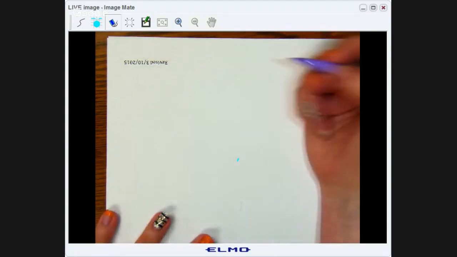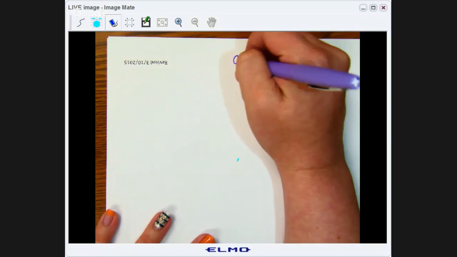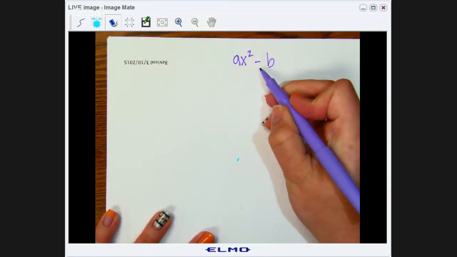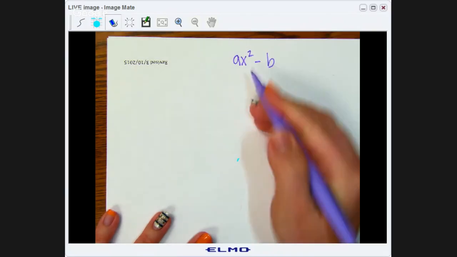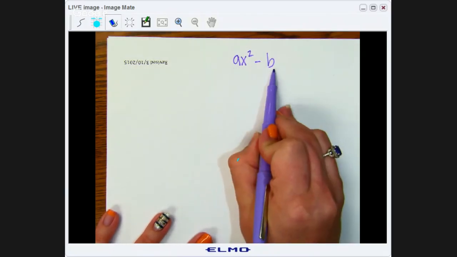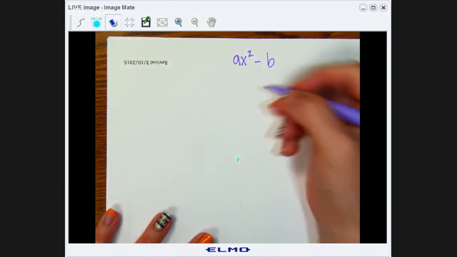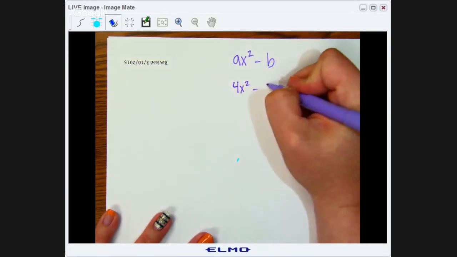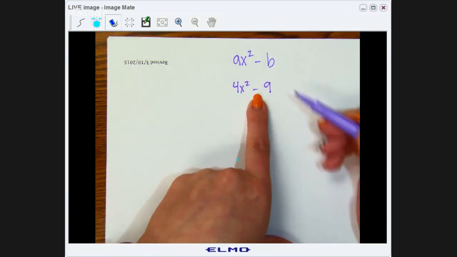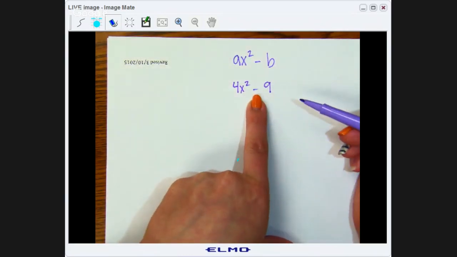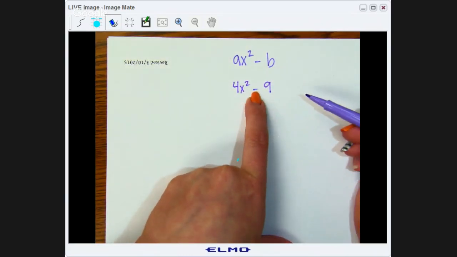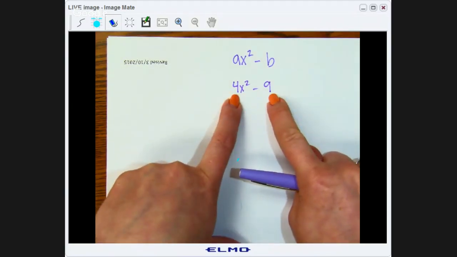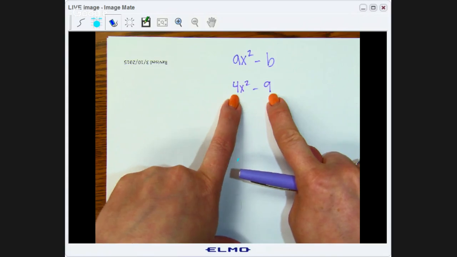And so that specific pattern looks something like this. It can be identified because it's a subtraction sign, and because both A and B are perfect squares. So I could have something like 4x squared minus 9, okay? I can indicate that this is a difference of squares problem because the difference is indicated by subtraction, and 4 and 9 are both perfect squares, so this would be a difference of squares equation.